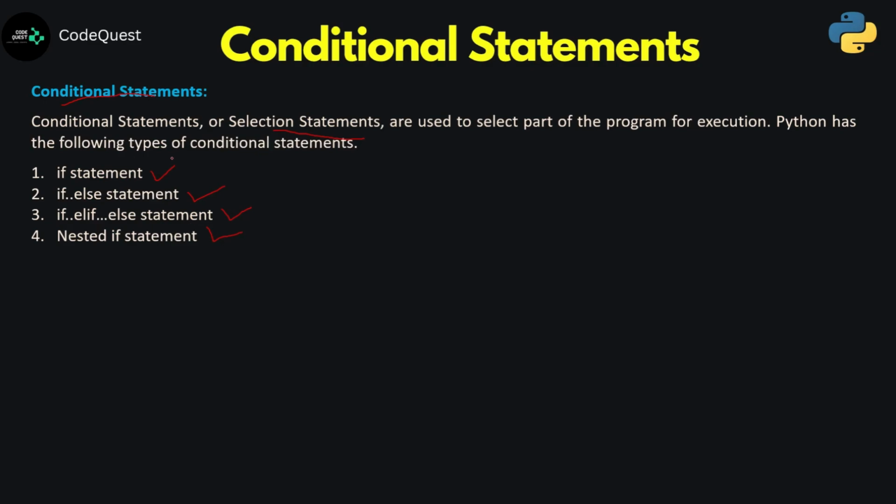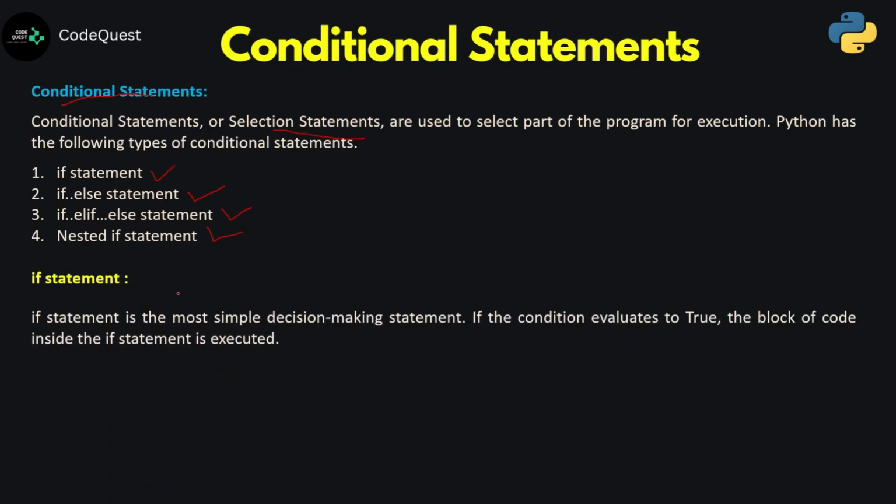So let's start with the first category of conditional statement, that is the if statement. Now what is the syntax of the if statement? We write if, which is a keyword, followed by a condition. And we know the condition always produces a Boolean result, that is true or false. Now these are the statements that will execute only when this condition has evaluated to true.